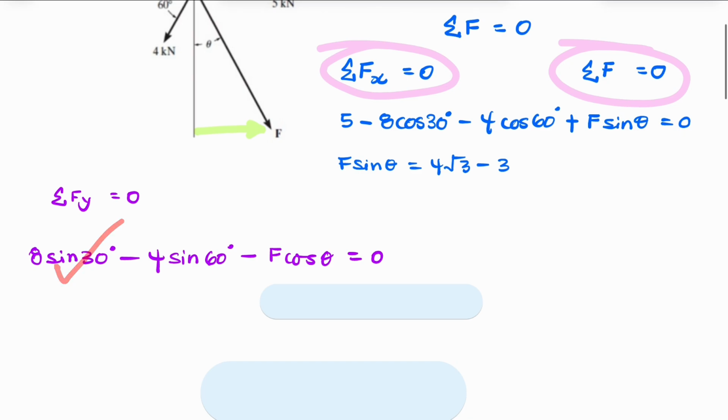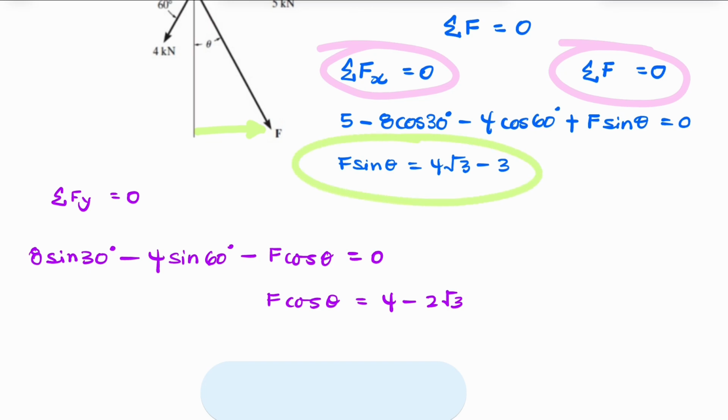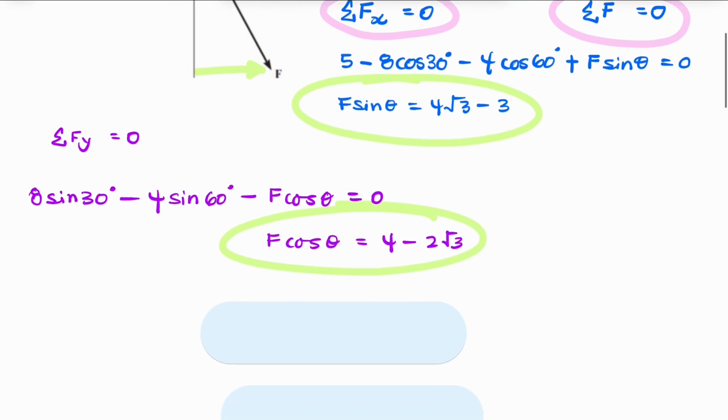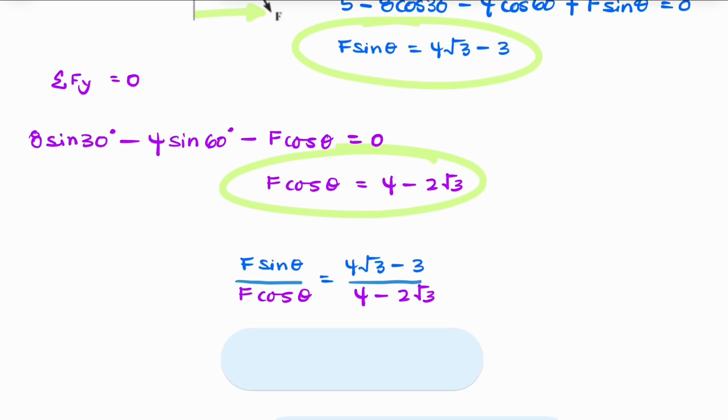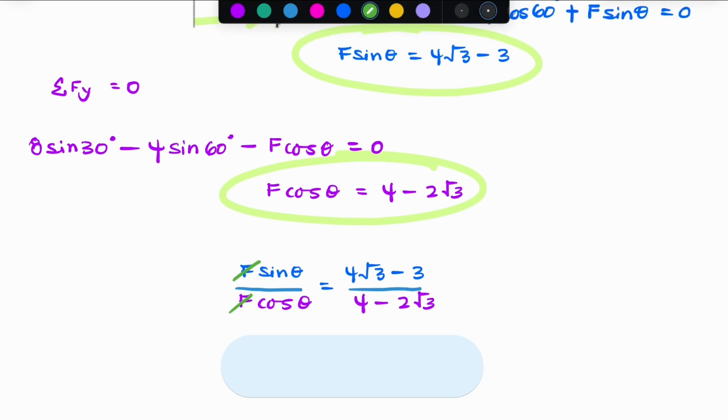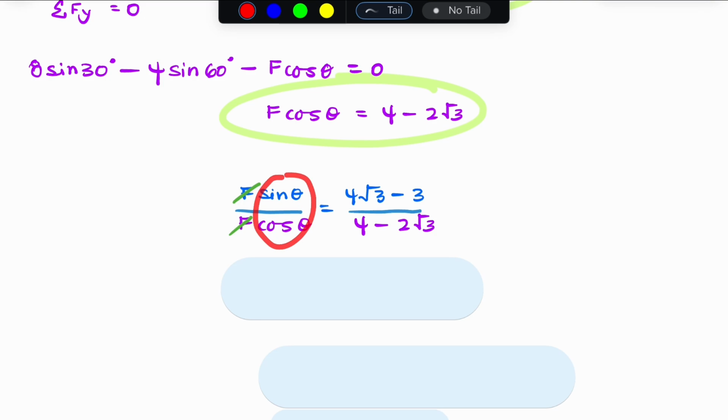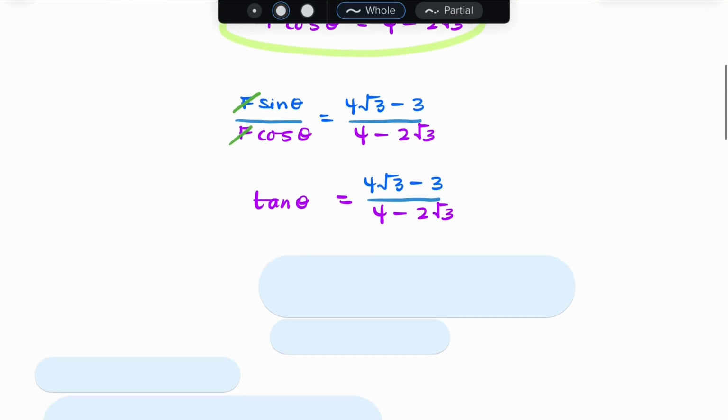So sine 30 is half, sine 60 is root 3 over 2. Rearrange, that'll give you a second equation. So you have your first equation here, second equation there. How are you going to solve these two equations simultaneously? Well, if we were to divide this equation by that equation, the f's would cancel out, and we'd have sine over cosine, which conveniently gives us tan. So sine theta over cosine theta is tan theta.